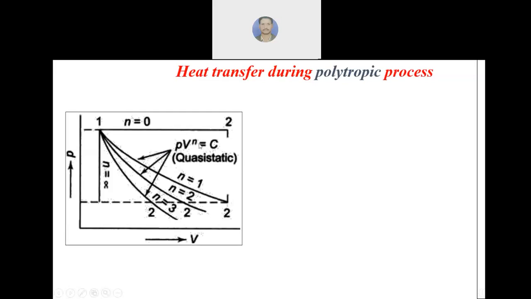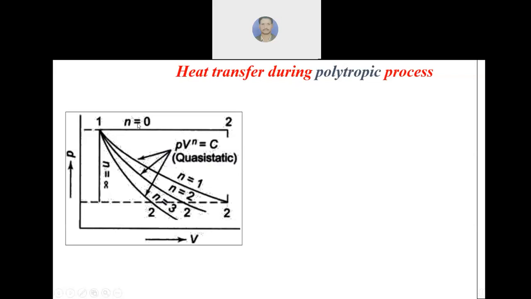How? Let us see. Suppose n equals 0. If n equals 0, what will be here? P into V to the power 0 equals constant. Now, anything to the power 0 equals 1. So if you put n equals 0, V to the power 0 equals 1. So you are left with P equals constant, meaning a constant pressure process. See, this is the constant pressure process when n equals 0.